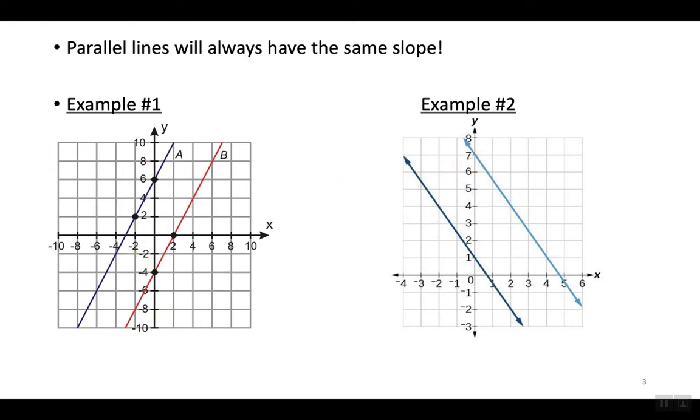En español, las líneas paralelas tienen que tener siempre el mismo slope. ¿Ok? Estas dos líneas tenían el mismo slope, que es 2 sobre 1, que es equivalente a 2. Y estas dos líneas tenían el mismo slope, que era negativo 3 sobre 2. ¿Ok? Así que si las líneas son paralelas, tienen siempre que tener el mismo slope.